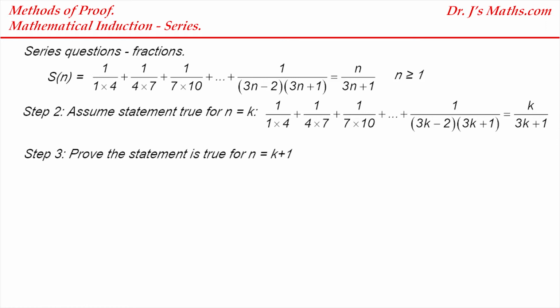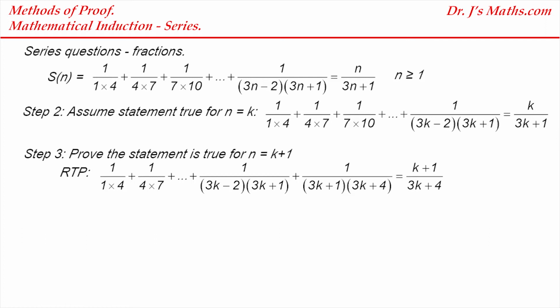Now step 3 is to prove the statement is true for the next number, which is for n equals k plus 1. What we're required to prove is exactly what we'd written down on the left-hand side in step 2, plus the next term using k plus 1, so it's 1 over (3k plus 1) times (3k plus 4). It came from 3k plus 3 plus 1, and that's equal to (k plus 1) over (3k plus 4).